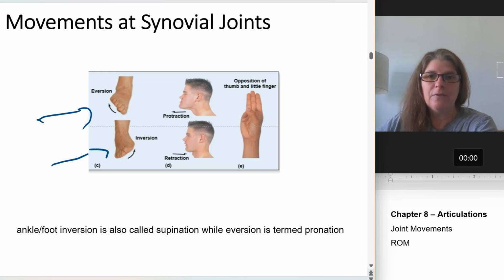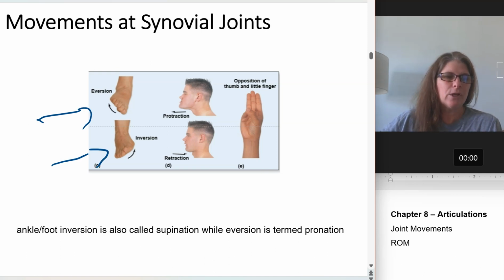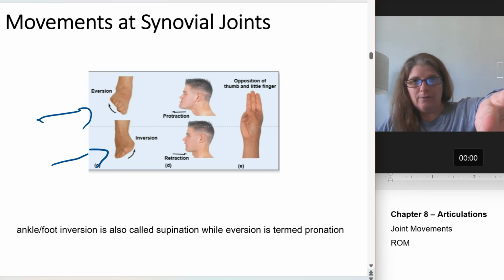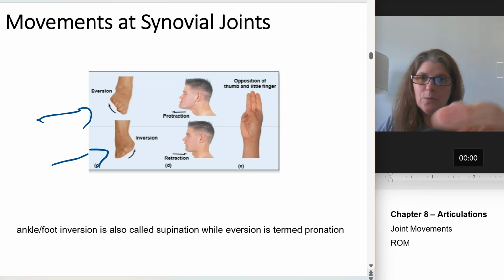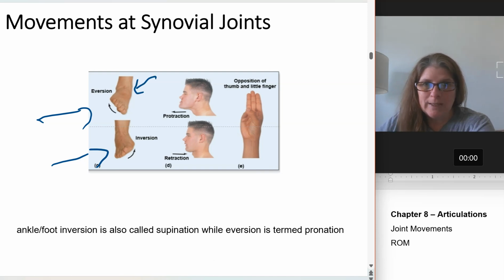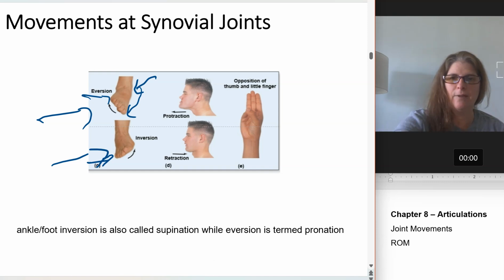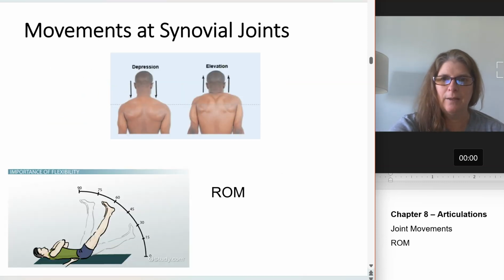And then we have inversion and eversion. And we look at this with our ankle, right? So when we invert or we evert, you can see how the ankle is kind of twisting a little bit. So think of inversion is kind of putting your pinky toe down and your big toe up, right? And then eversion is the opposite, your big toe down and your pinky toe up in the air. That helps you remember those.